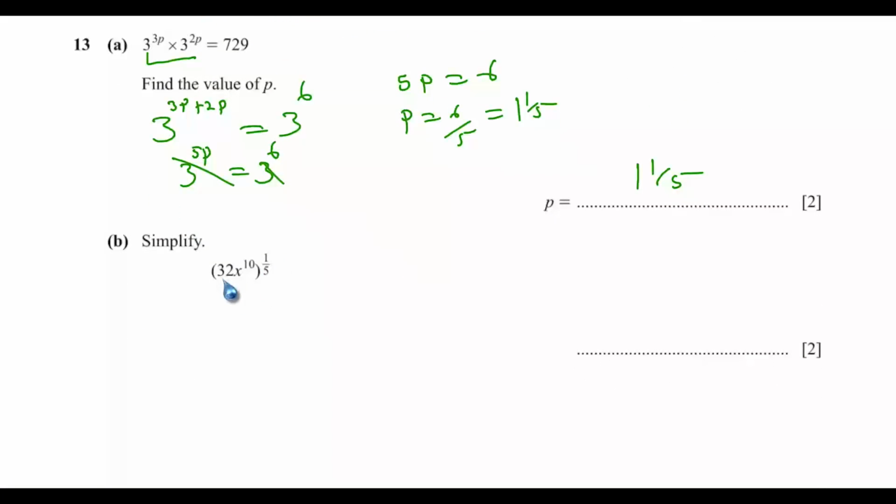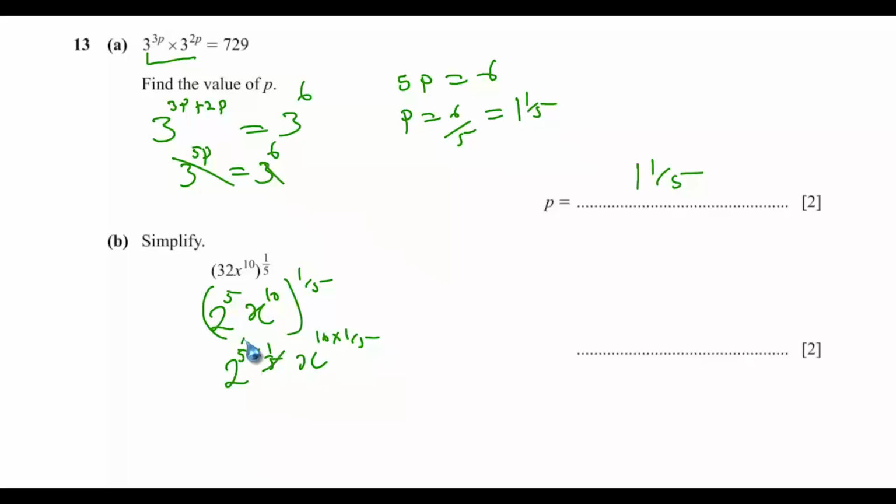You can write 32 in base 2 if you want, so that you can have the powers and you expand by multiplying the powers by 1 over 5. So you have 2 to the power of 5, that is 32, then x to the power of 10 into 1 to the power of 5. So you can now expand by multiplying the powers by 1 over 5. So this will be 2 to the power of 5 times 1 over 5, then x to the power of 10 times 1 over 5.